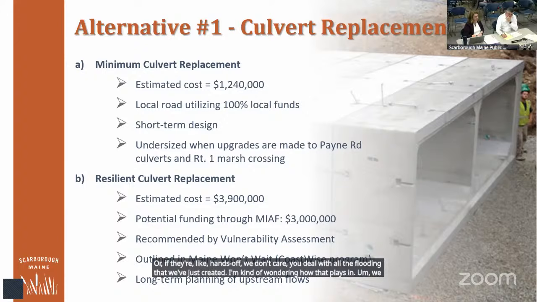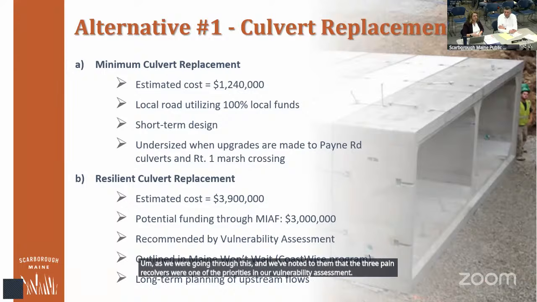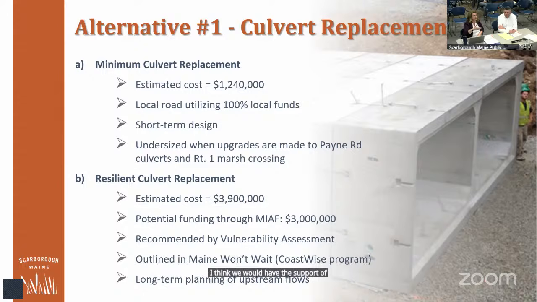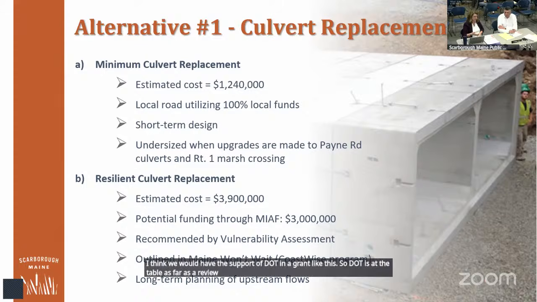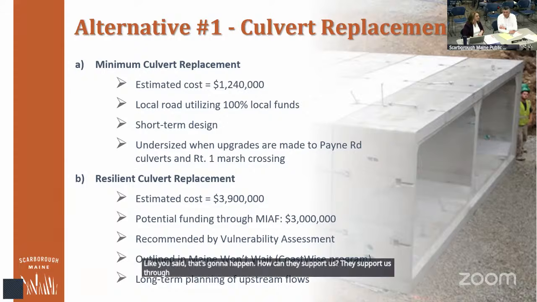We had the conversation. I don't think they're obligated to fix it. This is a local road, so I don't see this as being a priority. It's a different conversation. As we were going through this, we've noted to them that the 3 Payne Road culverts were one of the priorities in our vulnerability assessment. I think we would have the support of DOT in a grant like this. The DOT is at the table as a review agency for some of these grants, and I think it puts us in a better light when we apply for these, because they want us to fix it. How can they support us? They support us through these grant processes.